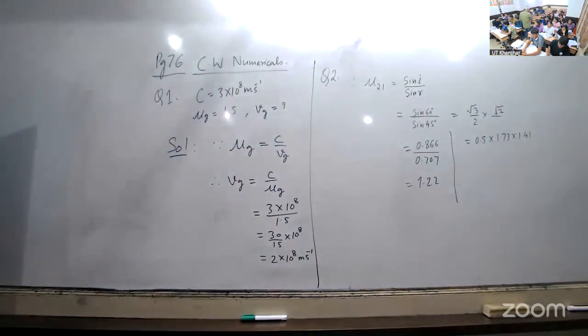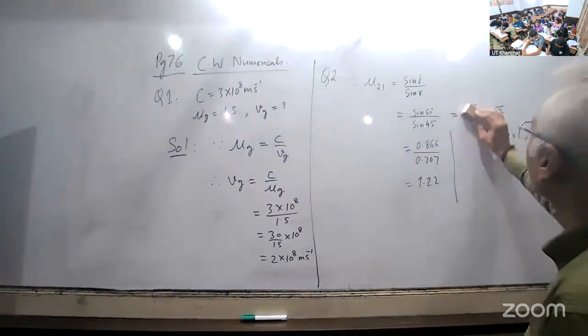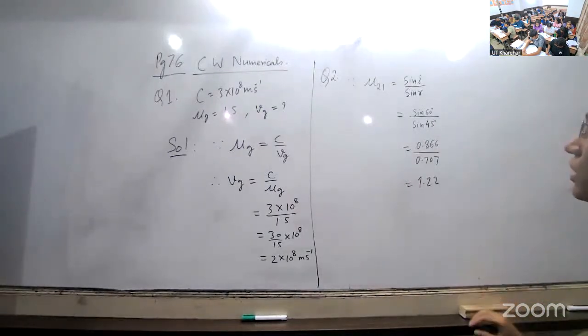So two ways to calculate this are given to you. One is by using the values of sin 60 and sin 45. Another is this 0.707, it is 1/√2. Okay, 1/√2 is 0.707. √3/2 is 0.866. That is given in the textbook. Okay, shall we go to the next question?